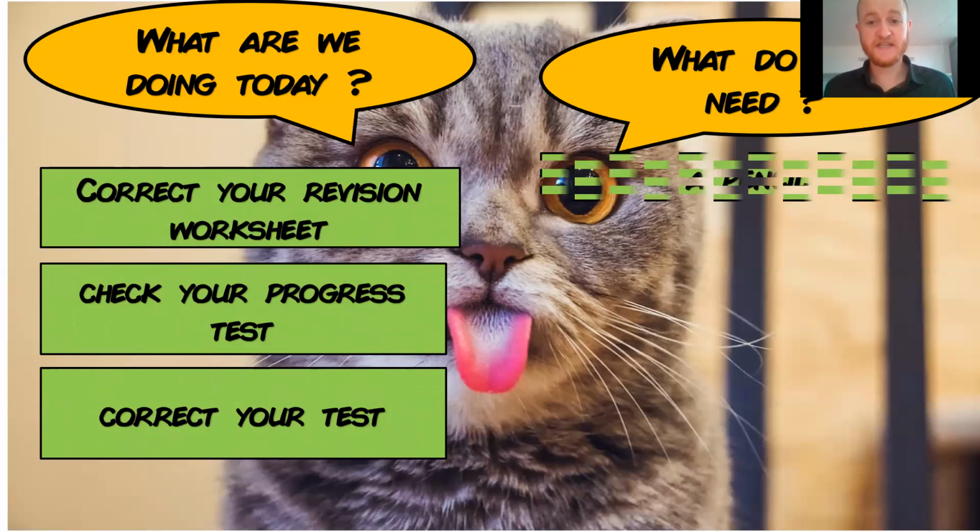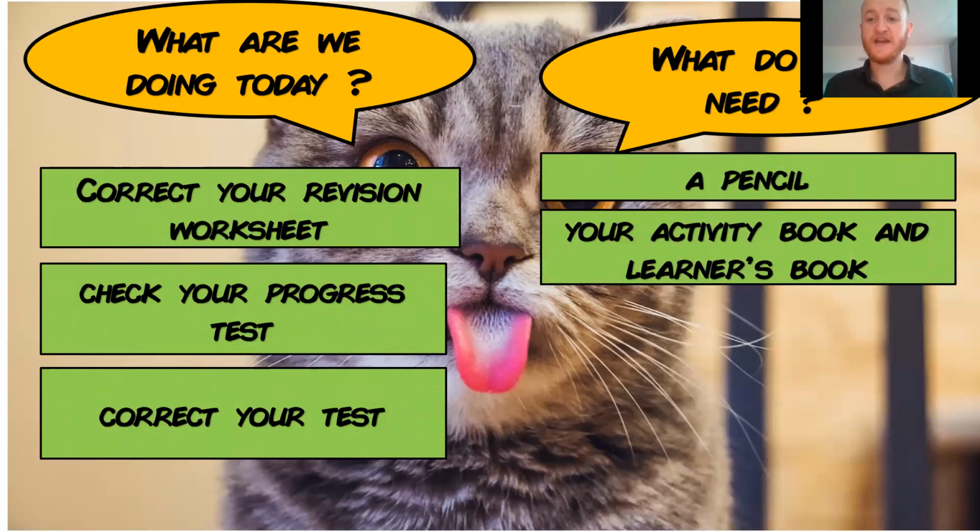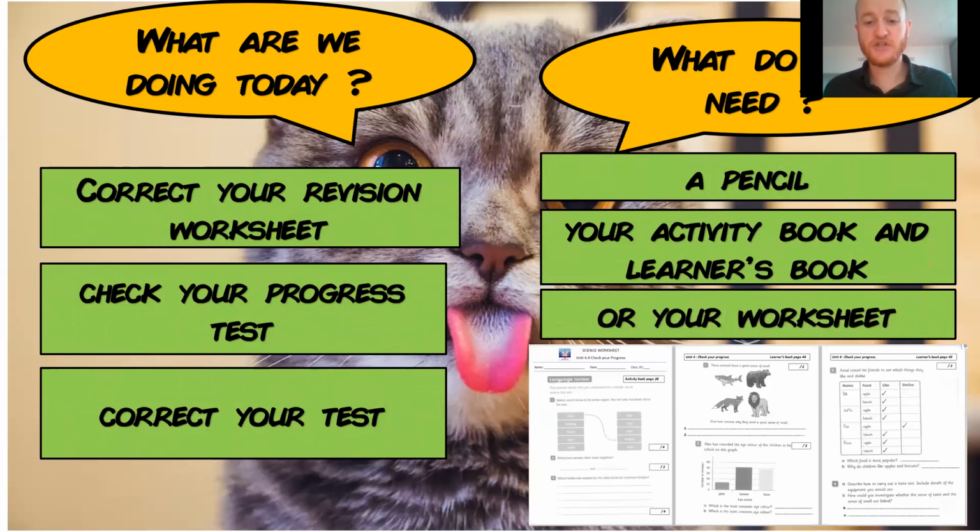So what do you need for this? You need a pencil, your previous worksheet, your activity book and learner's book. If you don't have it, I will send you a worksheet with all the pages from your activity book and learner's book that we need for today. And this worksheet looks like this, okay? So if you don't have your book, you can use this worksheet.